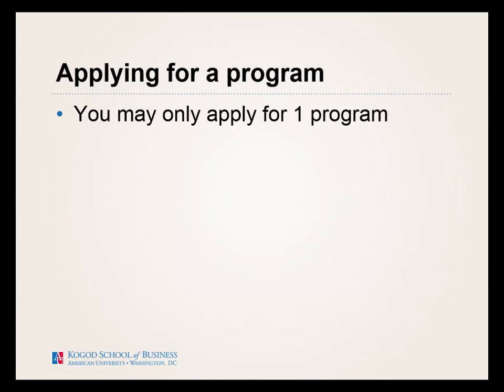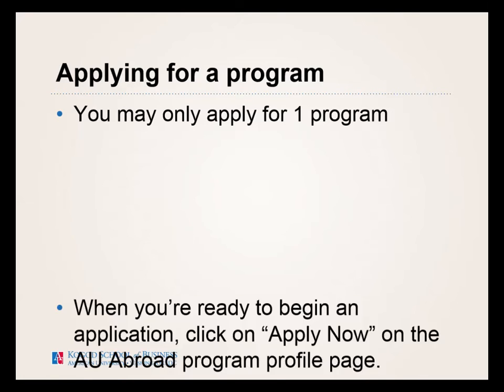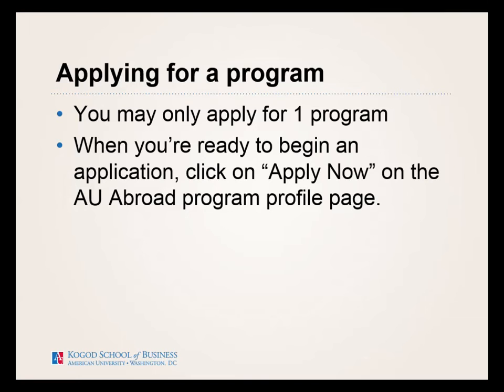Please note that our system allows you to apply only for one program at a time. When you're ready to begin your application, click on Apply Now on the AU Abroad program page and log in using your AU credentials. A list of required materials will automatically populate for your program. One of the documents that will come up is the Kogod Study Abroad Advisor form that I've mentioned a few times before. Print that form out, fill it out, and then bring it in for a scheduled appointment with a Kogod advisor.